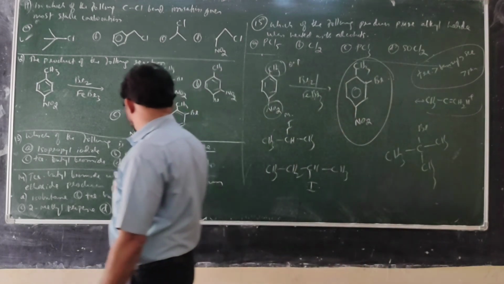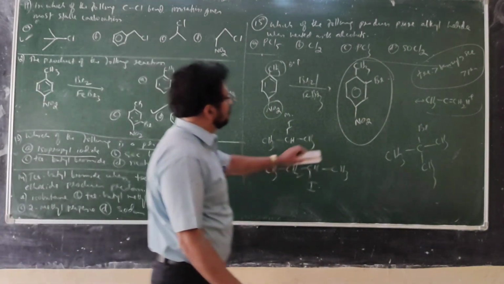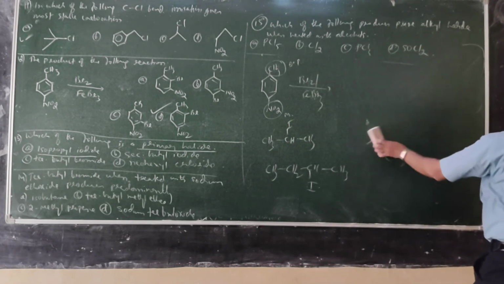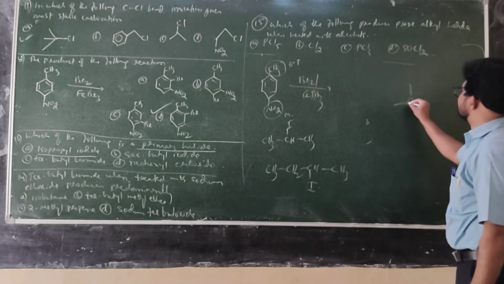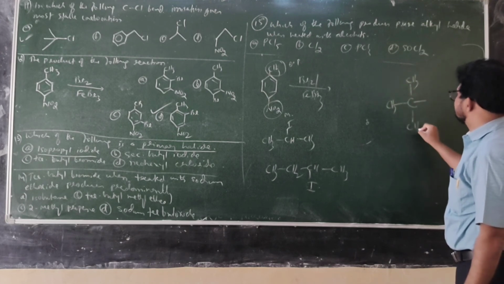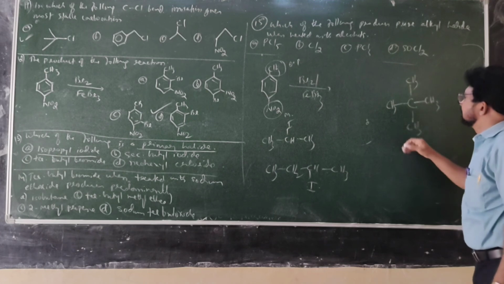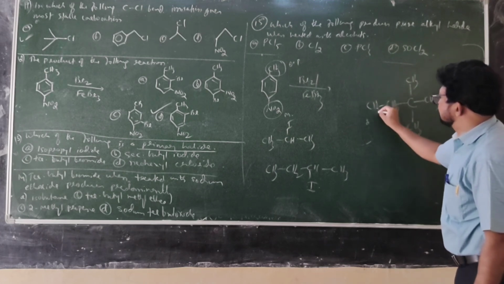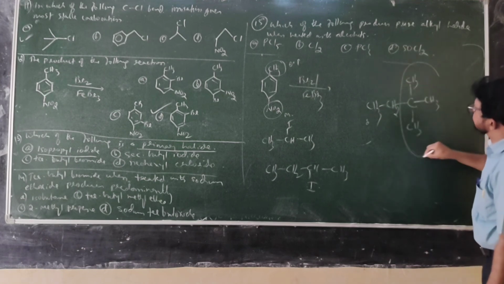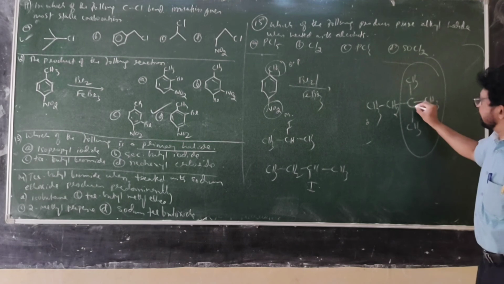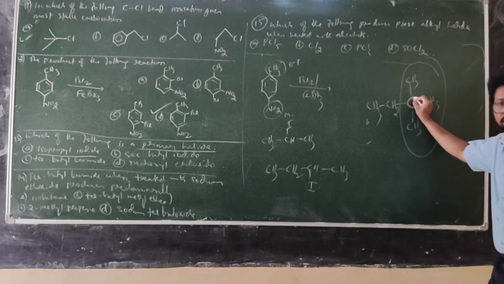Then what about the last one? Neohexyl chloride. What is a neohexyl? See what is neo? This is neo. CH3, CH3, CH3, CH3. Neohexyl you want? CH2, CH3. Neohexyl. This is a neo structure. Now you cannot place any halogen here.